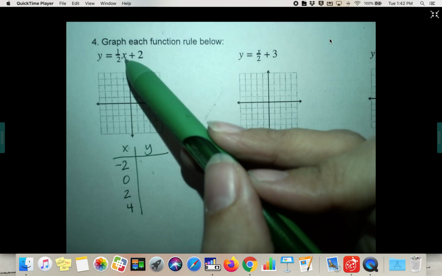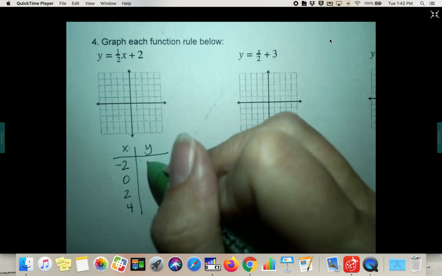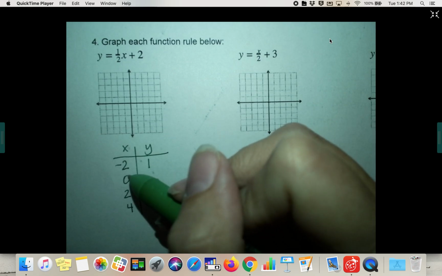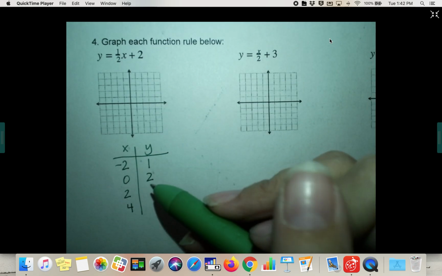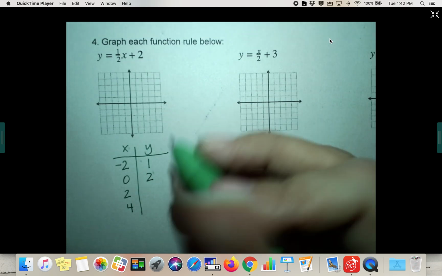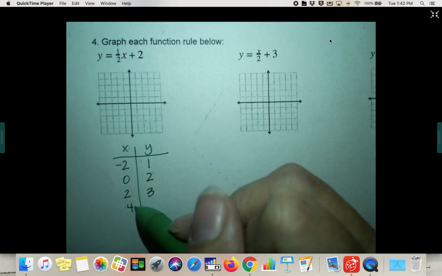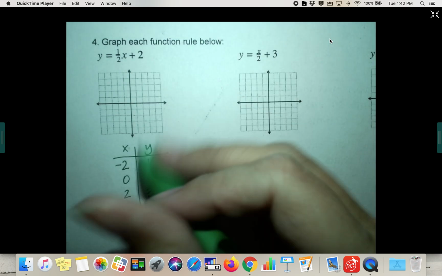So -2 is X, half of -2 is -1, +2 is 1. Half of 0 is just 0, so +2 is just going to be 2. Half of 2 is 1, +2 is 3. And then plug in 4 for x. Half of 4 is 2 plus 2, which is 4.